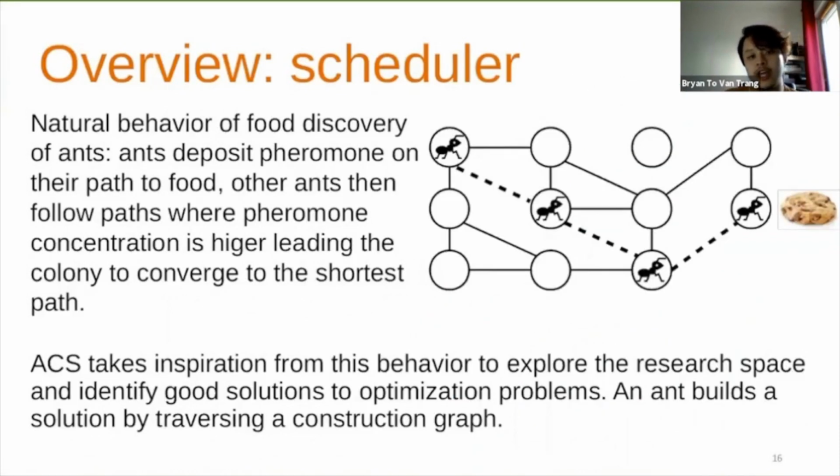Now more on the Ant colony system. How does it work? Basically, when an ant is looking for food, it drops some pheromones. And when other ants are also looking for food as well, they will follow a path where there's the highest concentration of pheromones, which with time will lead to the shortest path to this food. Therefore, our scheduler takes inspiration in these Ant colony systems to explore the research space and find the best optimized resource allocations.